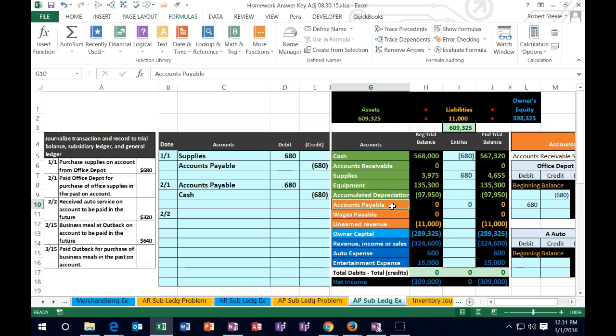What did we receive? Auto service. Now, we might be thinking, well, auto could be an asset, but this is the service, which is probably an expense. It's something that we have consumed. We see auto expense here, so we're going to post it to the auto expense. Auto expenses, like all expenses, have debit balances, represented by the fact that they do not have brackets. We need to make it go up because expenses only go up. They only go one way.